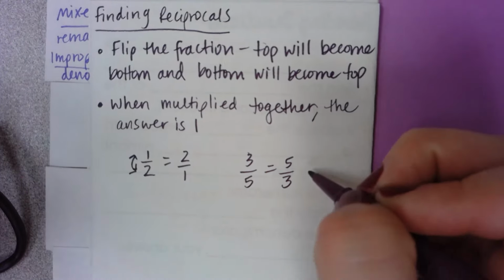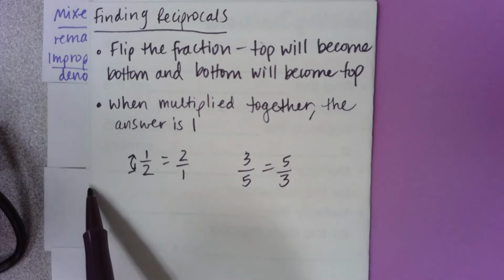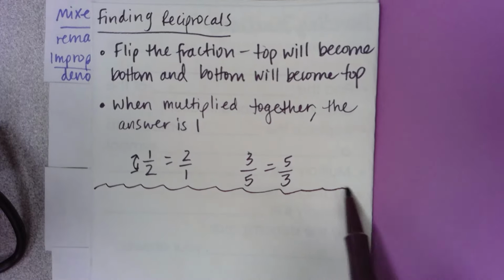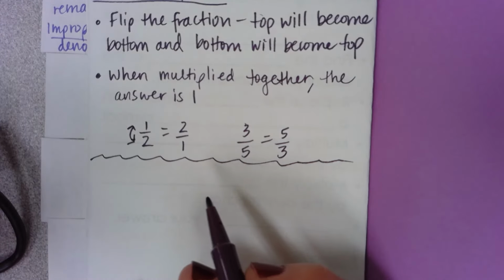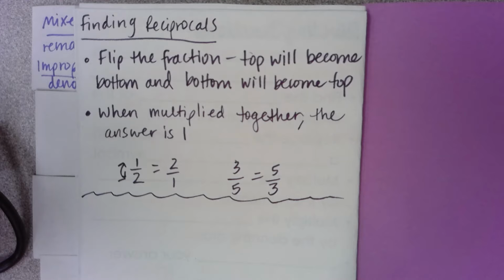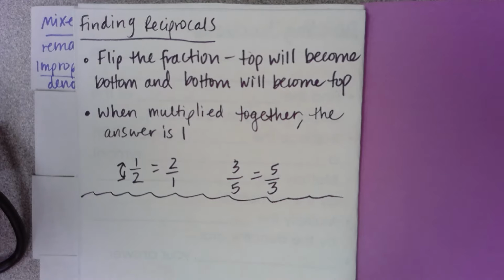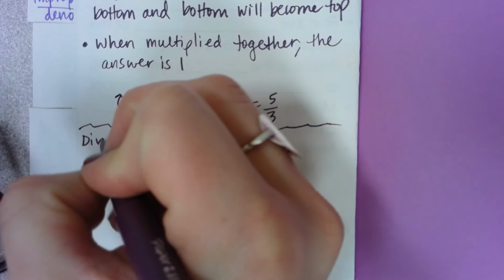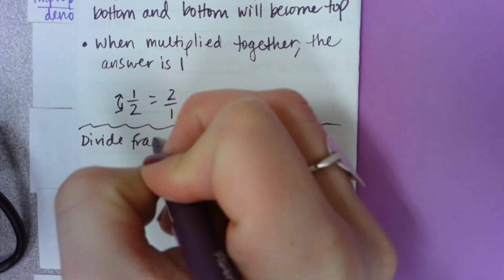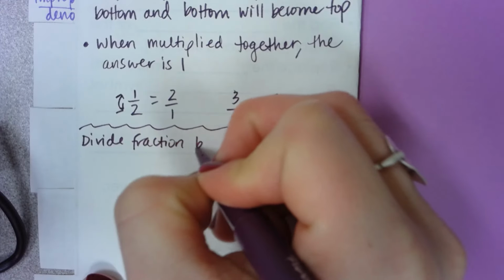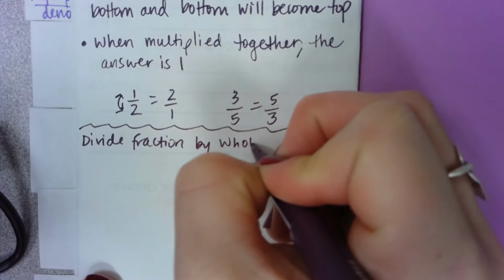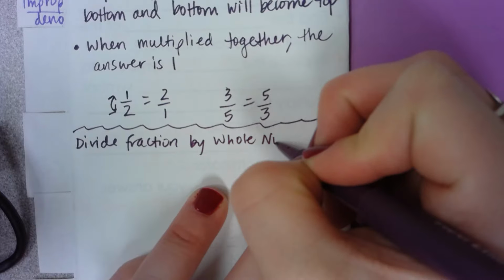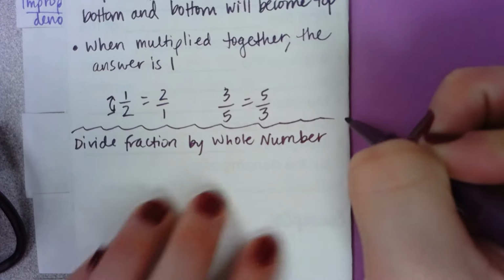Okay, the reason why this is important is, I'm going to do a little line here, we're going to write underneath it. If you need to pause this to finish up these notes, go ahead and do this now before we move on. Otherwise, we're going to move on down below. So then we are going to write divide fraction by whole number.